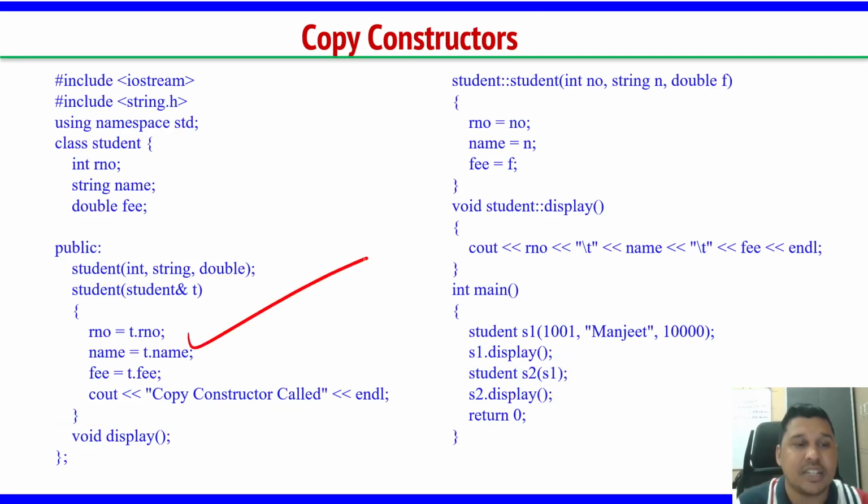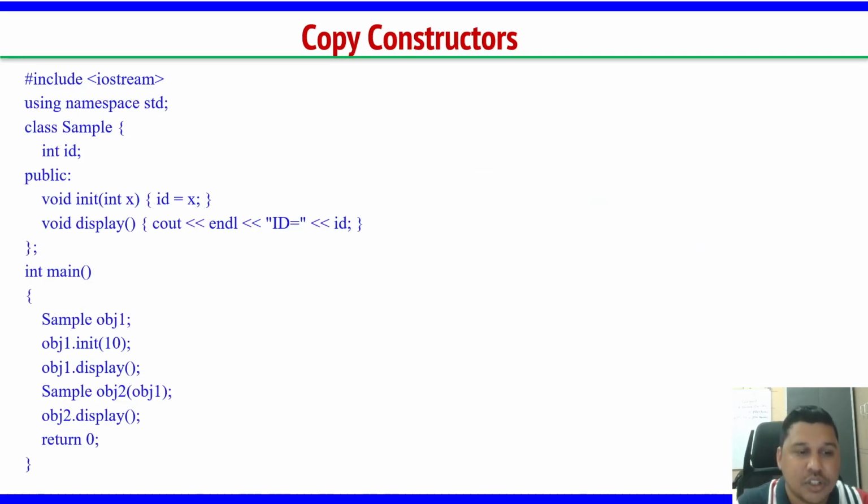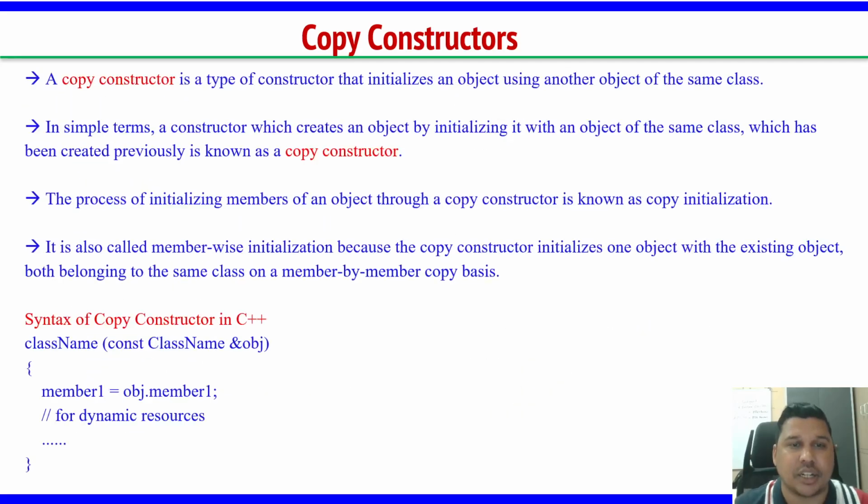Even if you define it, okay. If you don't define it, still okay. The content will be copied by the default constructor. Okay, so this is about the copy constructor. The main purpose of this is to copy content from one object to another object, right?